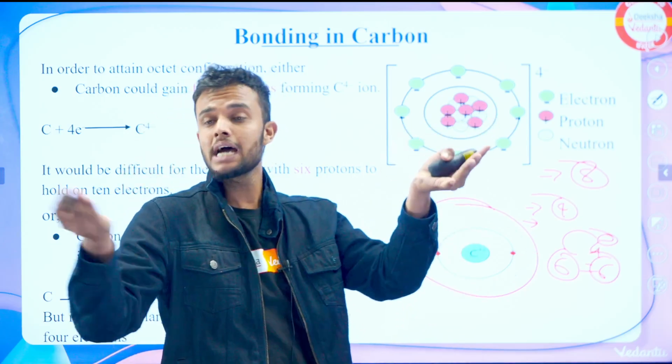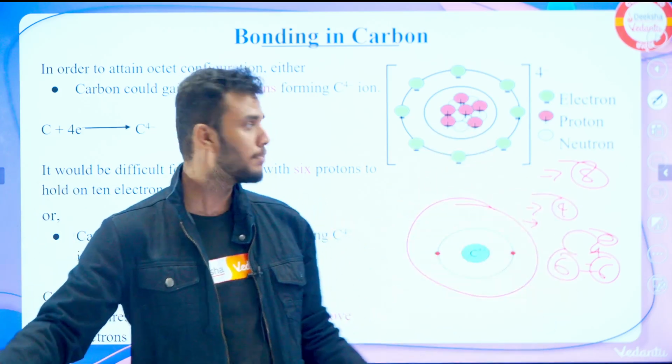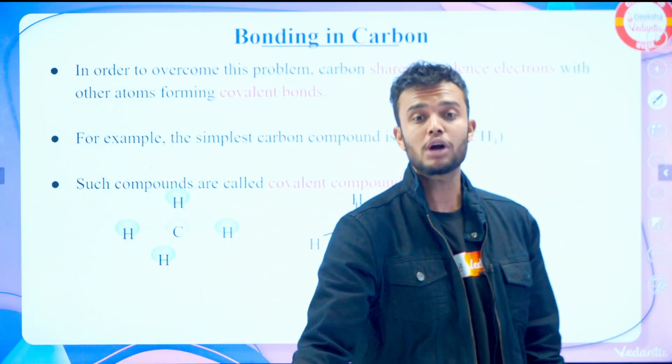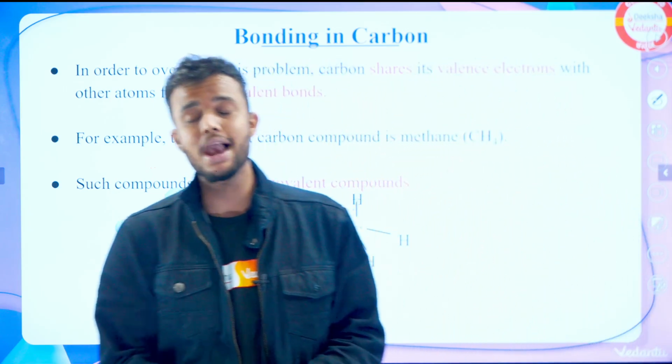6 electrons on one side, 6 protons on one side, 10 electrons on one side. What happened? It is not balanced. That's why it doesn't happen. To overcome this problem, carbon forms a new chemical bond. It is called a covalent bond.